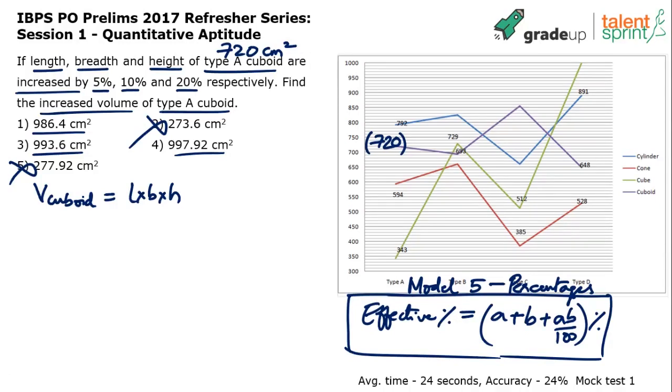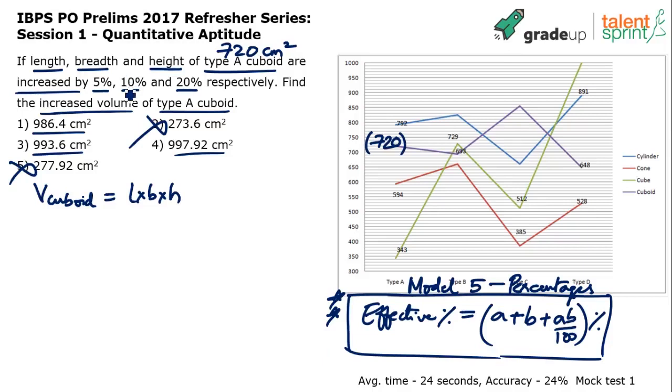Similarly, for 3 changes, we can derive a longer formula, A plus B plus C plus AB by 100 plus BC by 100 and so on. But we have explained in our TalentSprint videos that you don't have to remember any formula other than this effective percentage. Very, very important. Whether there are 2 percentages or 3 or 7, you can use the same formula to find the overall percentage.